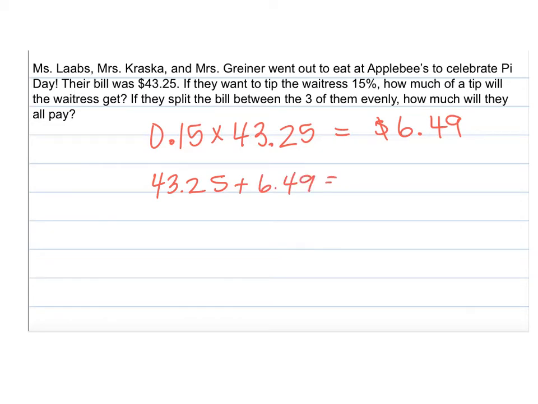Okay, $43.25. So the bill is now going to be $49.74, and we want to split that evenly between the three of them. So I'm going to take that cost, $49.74, and divide it by 3. And I will find out that each person is going to pay $16.58.